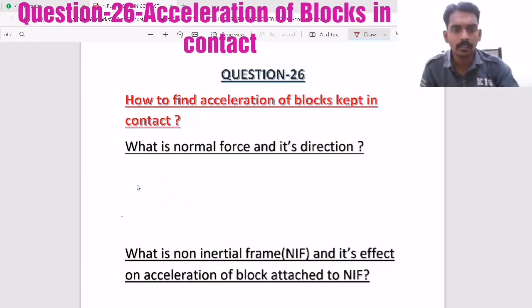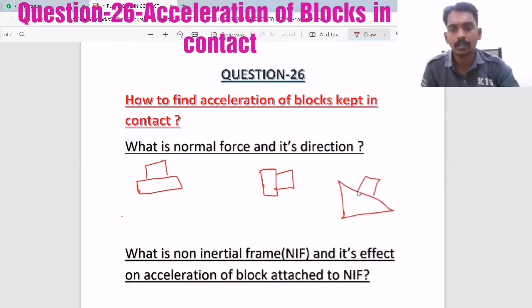When there is contact, like one body placed above another, or one body kept in contact with another body beside it, there is a force perpendicular to the surfaces, equal and opposite on each of the particles.